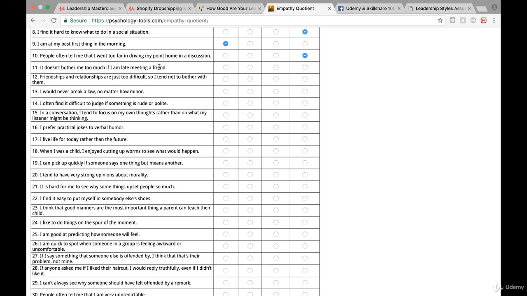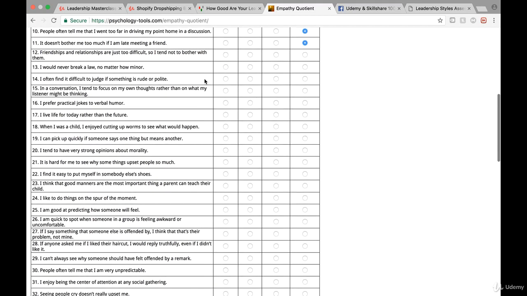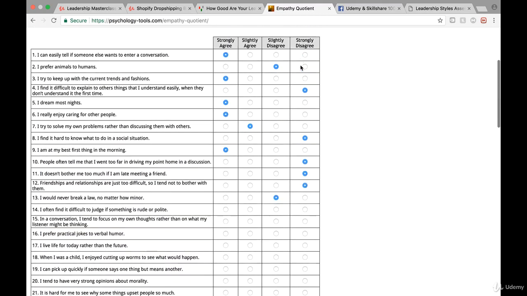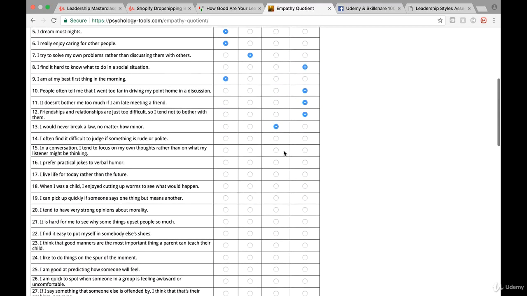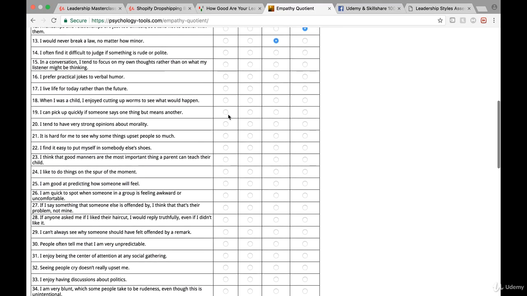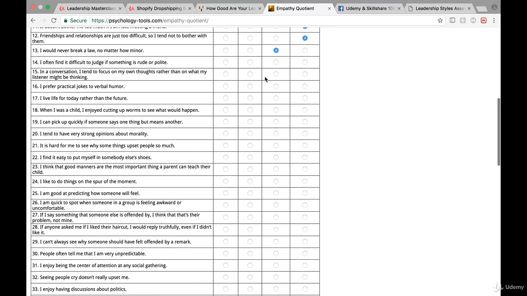Then it doesn't bother me too much if I'm late meeting a friend. It bothers me quite a lot. So it doesn't bother me, so this one right here. Friendships and relationships are just too difficult, so I tend to not bother with them. Strongly disagree. I would never break a law, no matter how minor. Actually, I'm not sure what I should say right here. Maybe I slightly disagree. Maybe if it's a minor one, maybe. So then I often find it difficult to judge if something is rude or polite.